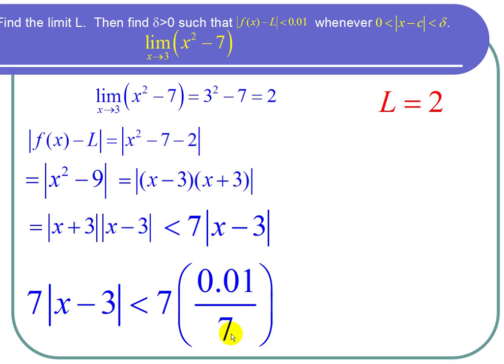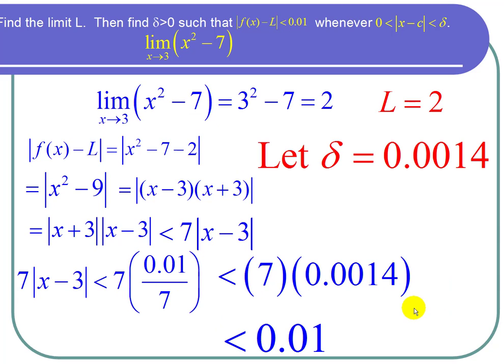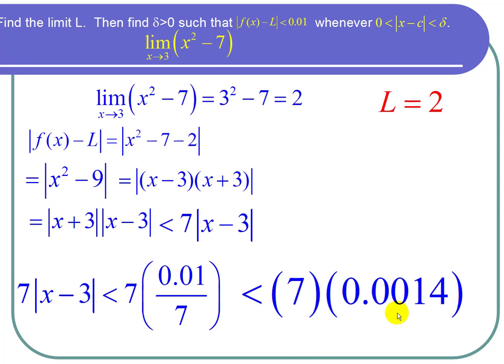And I can put that in my calculator. 0.01 divided by 7 is about equal to 0.0014 and then some other numbers. So in particular, it's less than 0.0014. And that will give me my delta. Because if I let delta equal 0.0014, if I follow the trail, then we know that our f of x minus L is going to be, with all these equals, less than 0.01. And I'm done with the problem.